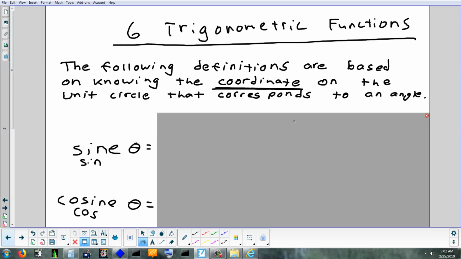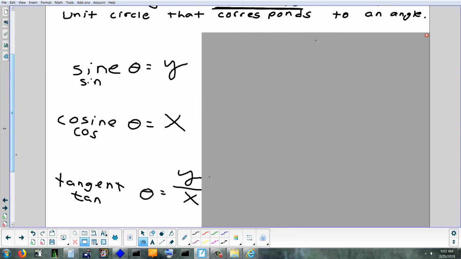So, to figure out the sine, the first step is to find the coordinate. And the answer for the sine is just the y value of the coordinate. So there's really no arithmetic or any calculation you have to do. You just find the coordinate, and if they want to know the sine, you tell them the y value. If they want to know the cosine, you give them the x value. And if they want the tangent, this is one where you have to use both. You find your coordinate, and you take the y value and divide by the x value.